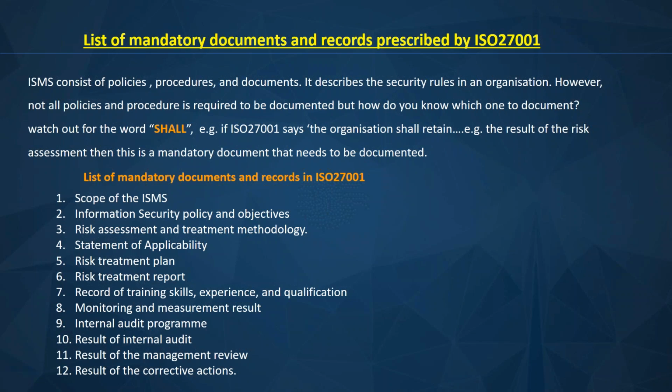Just open to page 1 and look at understanding the organization and its context. 4.1, page 1. You can see the organization shall determine external and internal issues that are relevant to its purpose and that affect its ability to achieve the intended outcome. The word shall is what I want to point out to you there. Throughout this document, that's how they use the word shall.